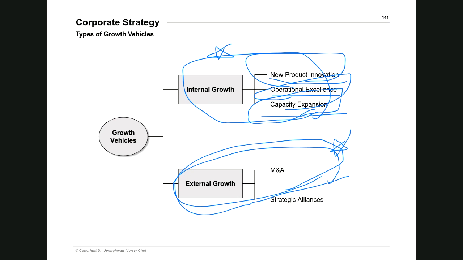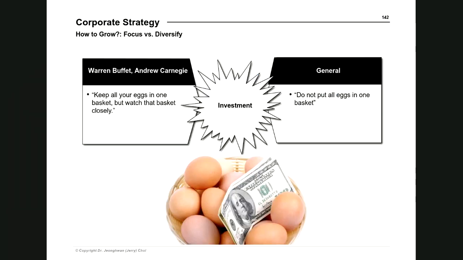Absolutely, and there is a small part of the strategy, alliance. We will keep talking. Anyway, how to grow? In general, maybe you know this: diversification.